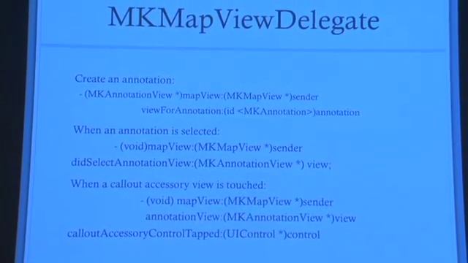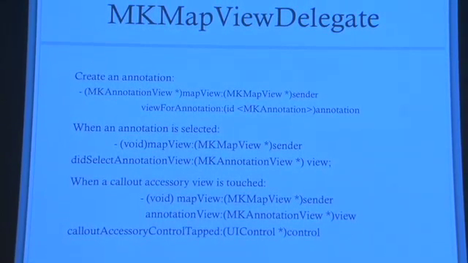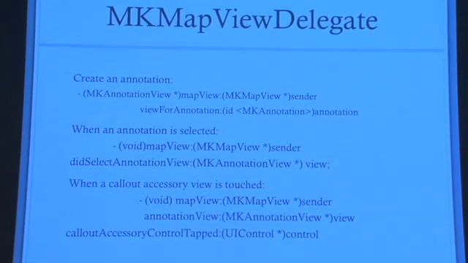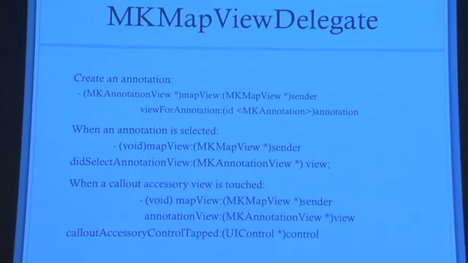Okay, so the MKMapViewDelegate. These are the different methods for creating an annotation, the method that's called when an annotation is selected, and then a special method that's called when the accessory view is touched. So this is pretty similar to the UITableViewDelegate.